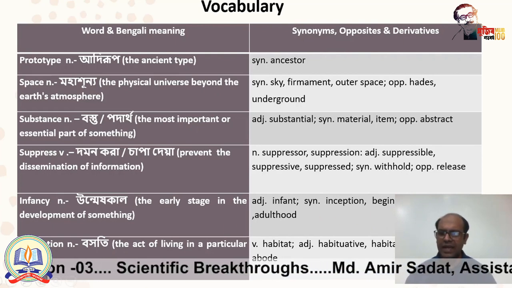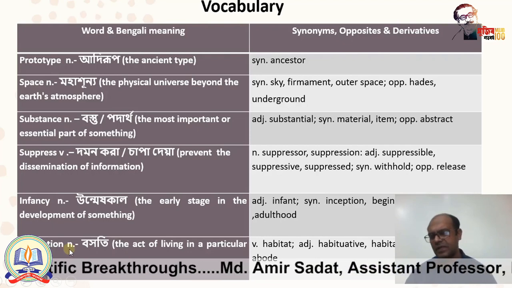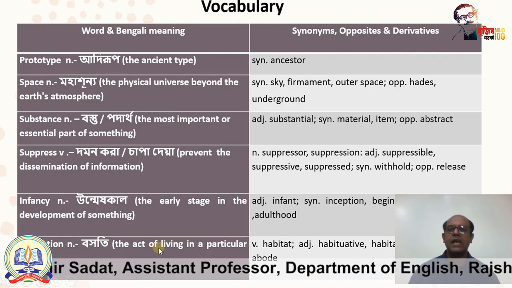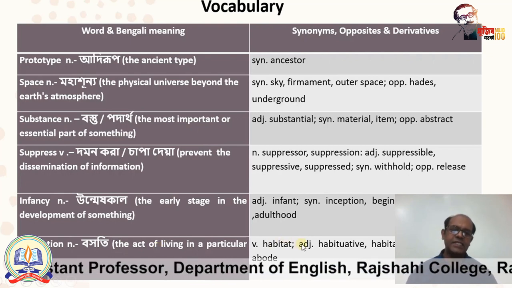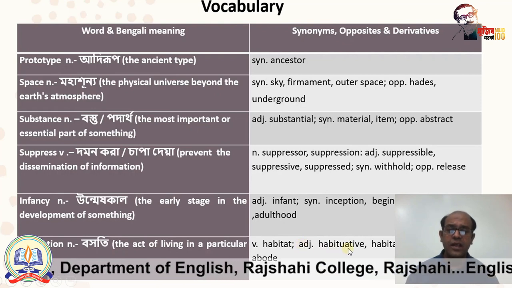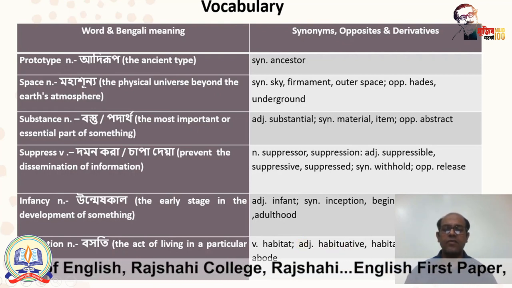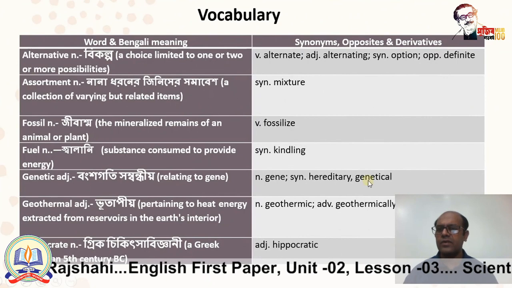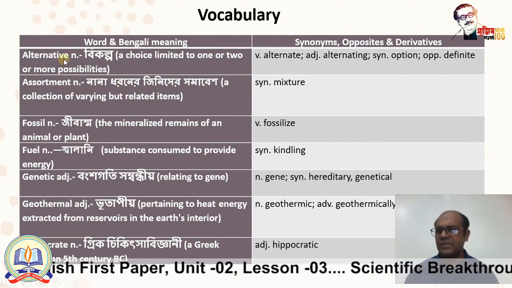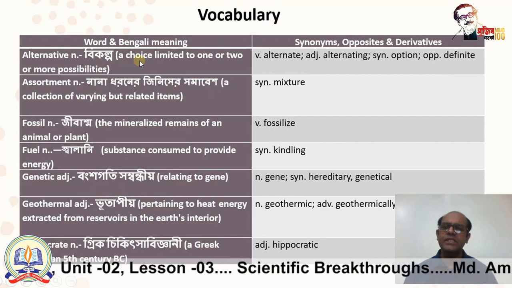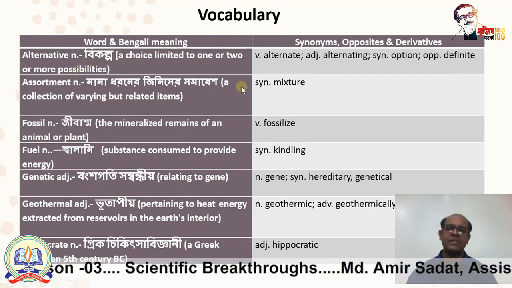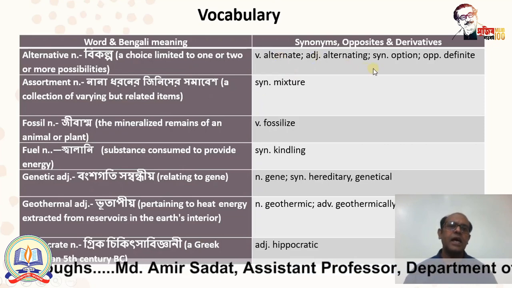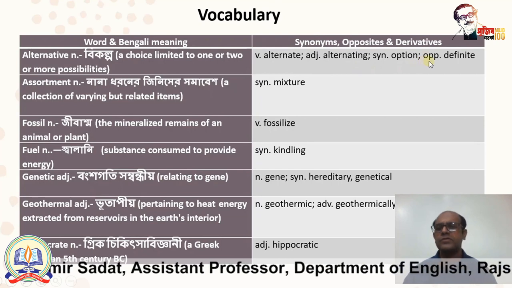And last word, habitation. It's a noun and its Bengali meaning is boshoti, the act of living in a particular place. And its verb is habitat, adjective is habituative, habitable, and synonym is residence or abode. The last list of vocabulary is alternative. Alternative means vikalpo, a choice limited to one or two or more possibilities. Its verb is alternate, adjective is alternating, and synonym is option, and opposite is definite.